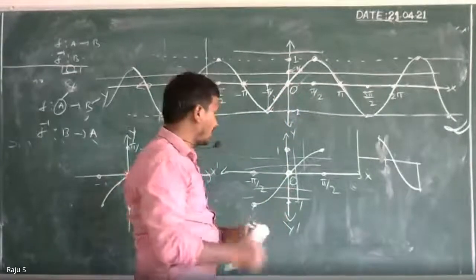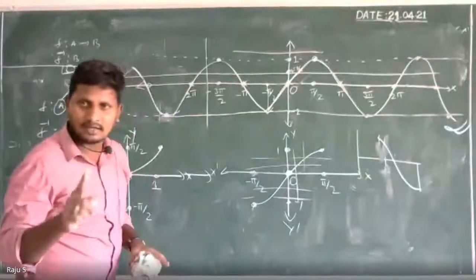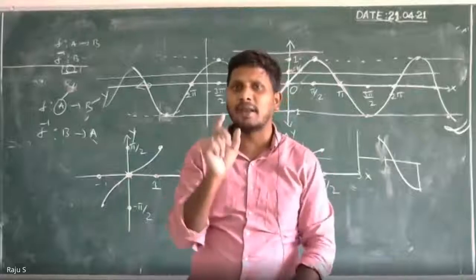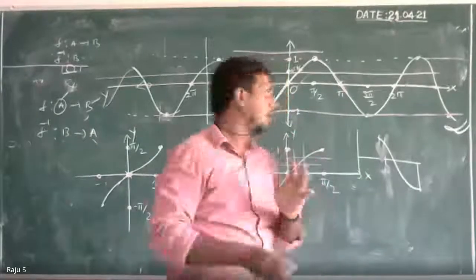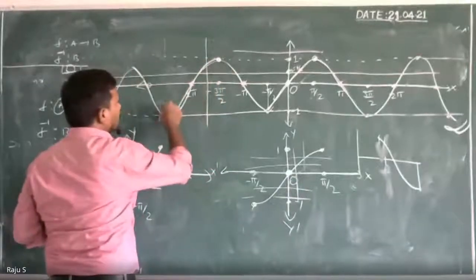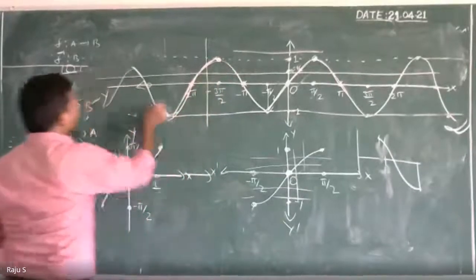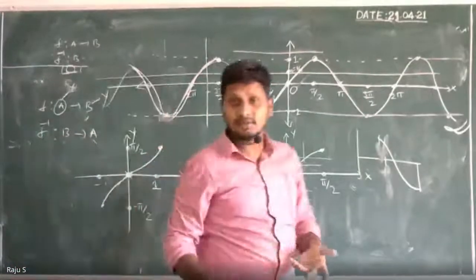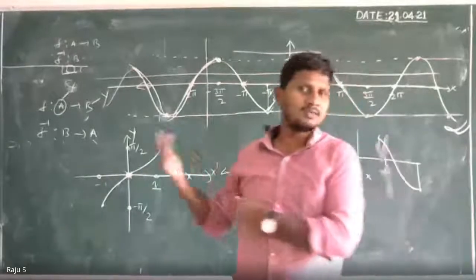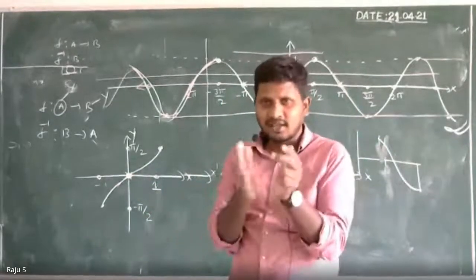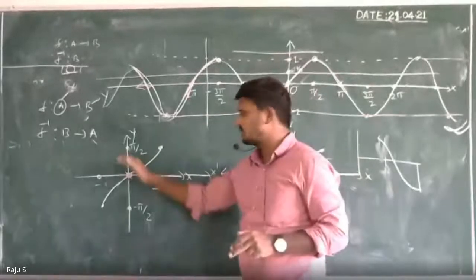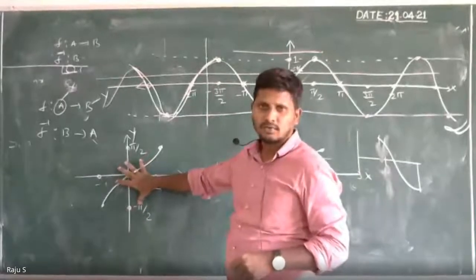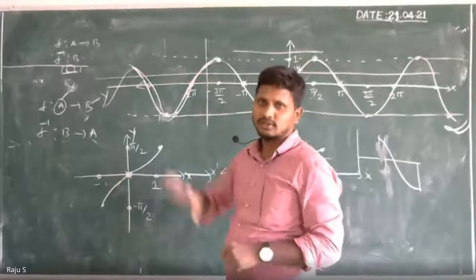So whatever interval we are taking, that interval is called the principal value branch. There are infinite branches that exist. In each and every interval it is one-one and onto. This is also a sine graph, one-one and onto. Like that, infinite subintervals are there. But we can take a particular interval, that is minus 90 to plus 90, which is related to the x-axis, y-axis. So this is called the principal value branch.